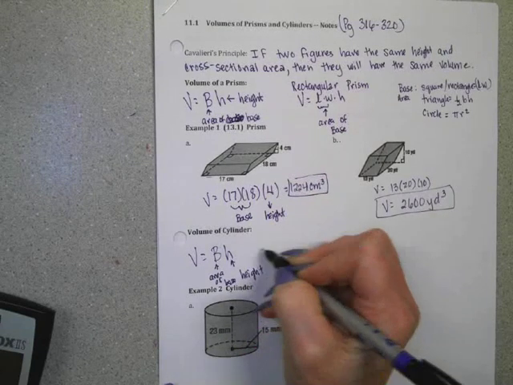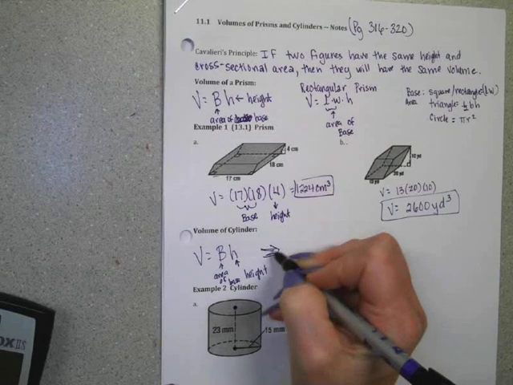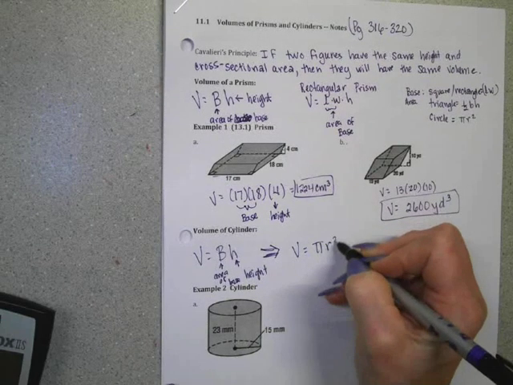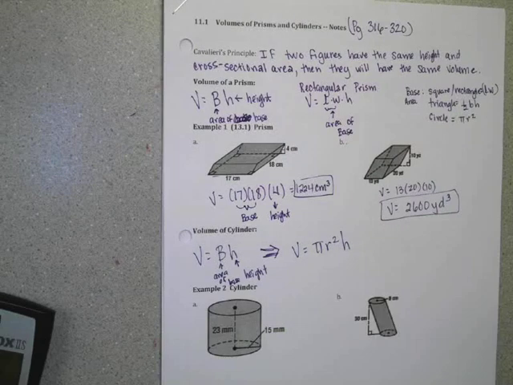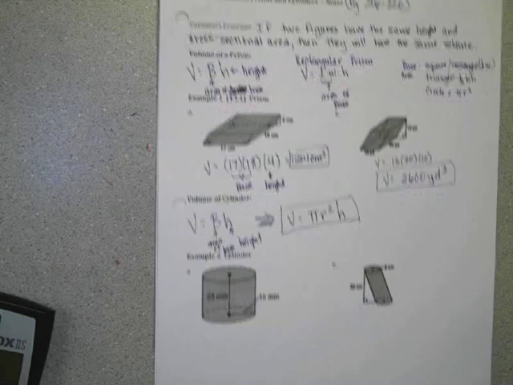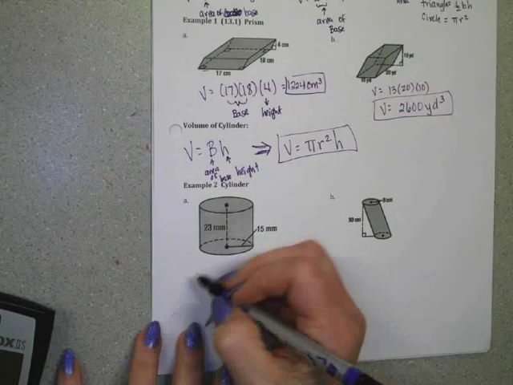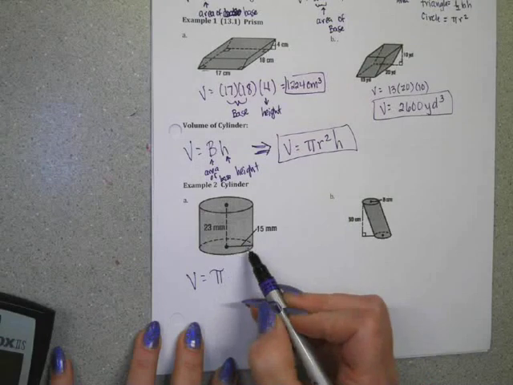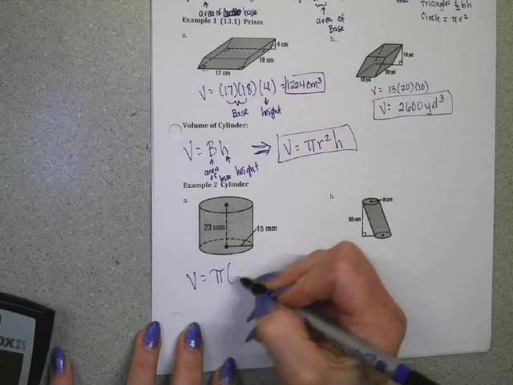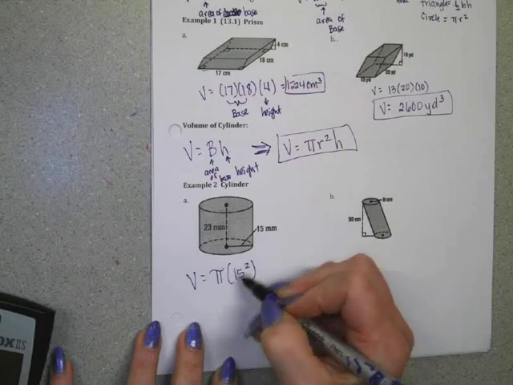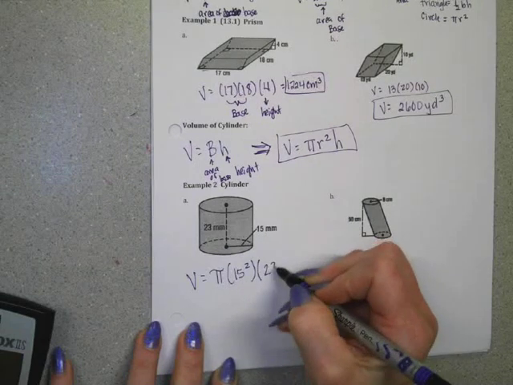But on a cylinder, my base is a circle, so the area of a circle is pi r squared, and then times by the height. So this is the one that I'm going to use when I see a cylinder. So on the first one, I've got volume is equal to pi. My radius, make sure it's radius, is 15 squared, because I'm doing the area, pi r squared, and then times by the height of 23.